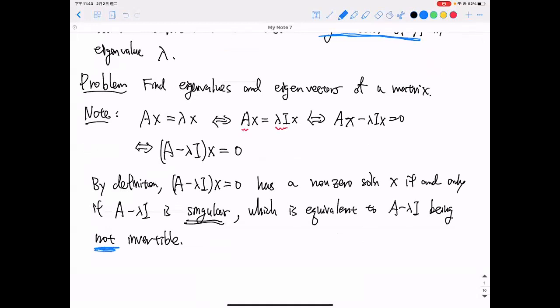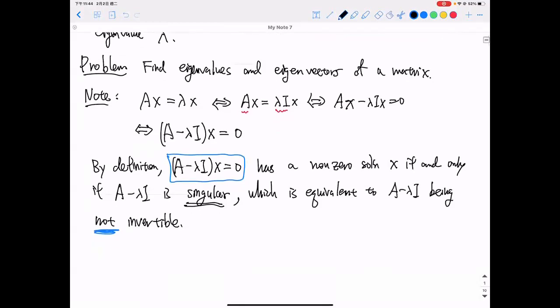Indeed, if you look at this equation, if A minus lambda I were invertible, then this equation can only have the zero solution. If you just multiply the inverse to the left side on both sides, you'll get x equals 0 as the only solution. So having a non-zero solution means that the matrix A minus lambda I is not invertible. Okay, we're going to use that somewhat significantly.